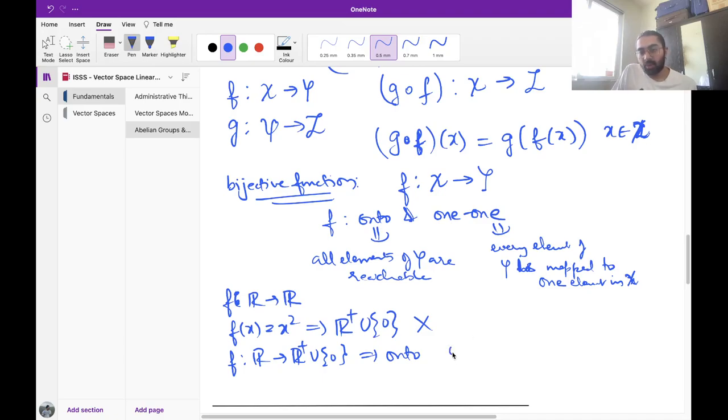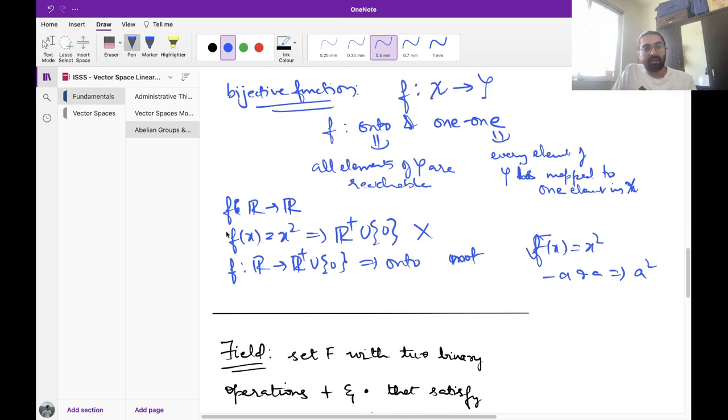But it's not one-one. Why? Because F of X equals X squared. If I take the square root on both sides, I can get the same result by taking a negative number and a positive number, right? So minus a and a will have the same result, a squared. So one element of the range is being mapped to two elements here. So it's not one-one.